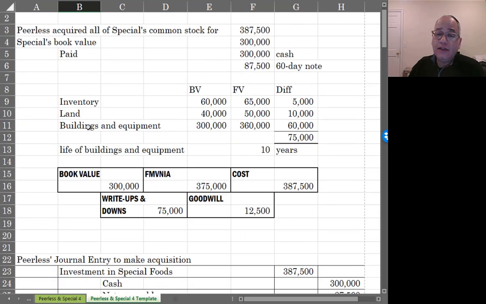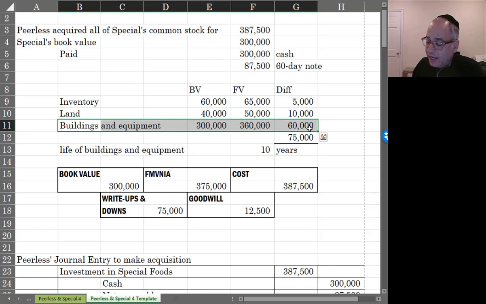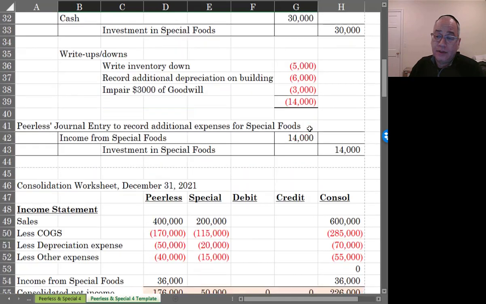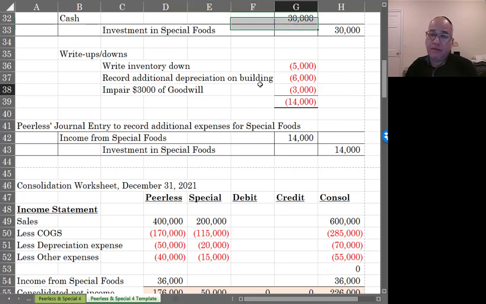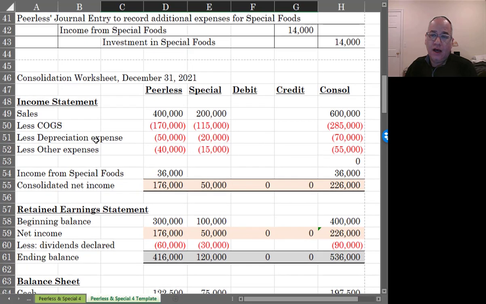So if you determine that your buildings and equipment is worth $60,000 more, that means that you can't just put $60,000 on the balance sheet and forget about it. You have to depreciate it. And you're going to have to depreciate it on top of whatever depreciation Special is recording. So therefore, we're going to need to reduce our income from Special by $14,000 for these specific items.